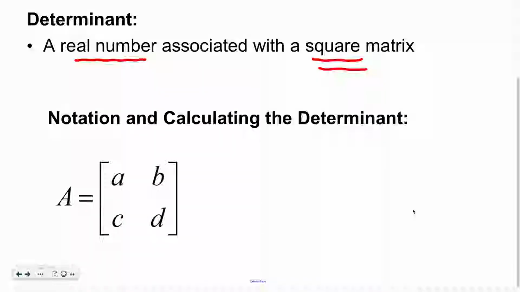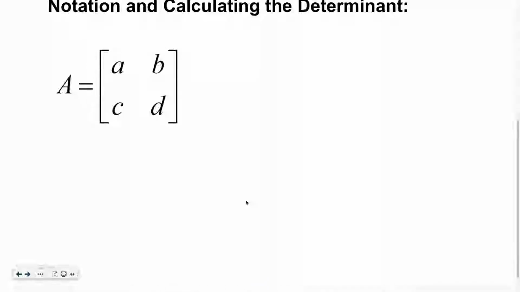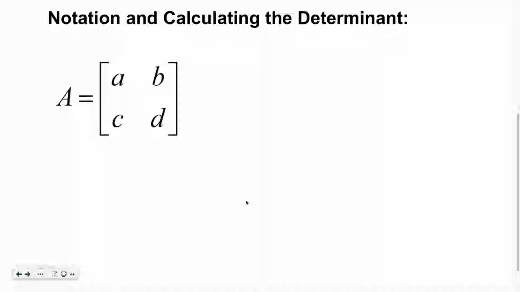Now, we're going to do some notation and calculations. So we're going to start with a 2 by 2 determinant. There are two ways that we can write out that we're doing the determinant, or to represent a determinant. Okay. So the first way to show that you're talking about a determinant is to write out DET followed by the matrix you want to take the determinant of. So when I see DET A, I would read that as the determinant of A.